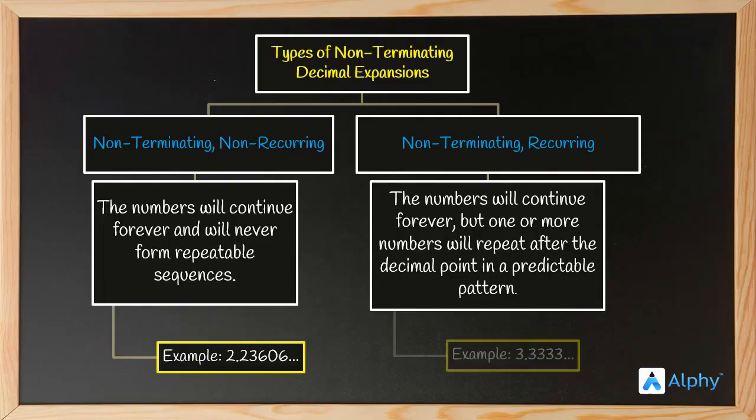Let's take a look at an example. This is a very basic example, 3.33333 and so on. You can see that after the decimal point, the number 3 keeps on repeating, and this is a pattern. This is a very basic example, but now you will be able to understand what I mean by repeatable sequences.